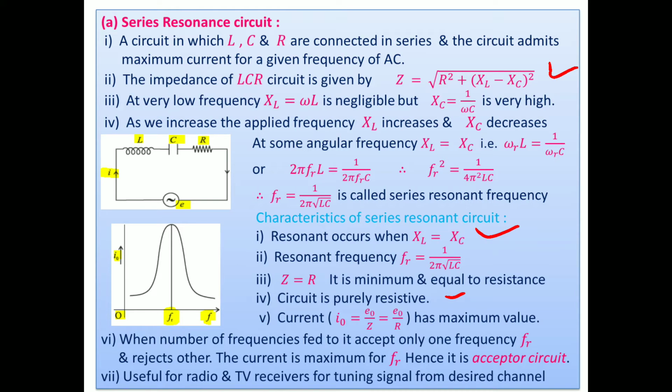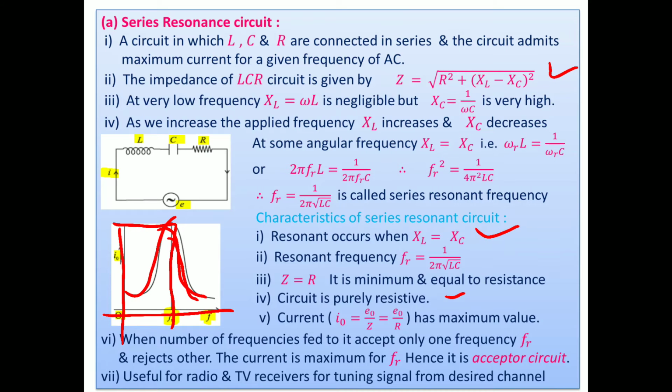And we know that current I naught equals E naught upon Z, or E naught upon R. As Z is minimum, current is maximum. It means the maximum current is drawn in the circuit. Look here, here is the graph of frequency versus current. Initially, frequency goes on increasing, current also goes on increasing, and at a particular frequency, the current is maximum. Thereafter, as frequency increases again, current goes on decreasing.